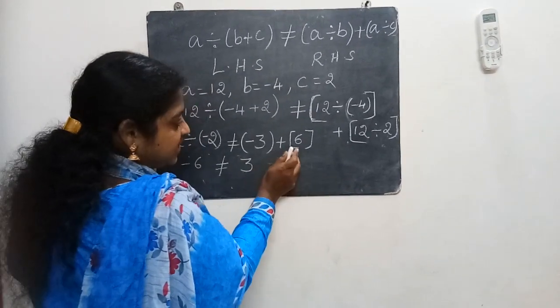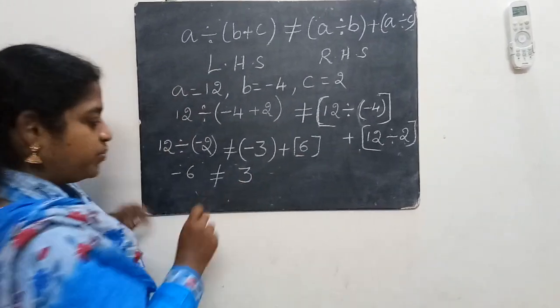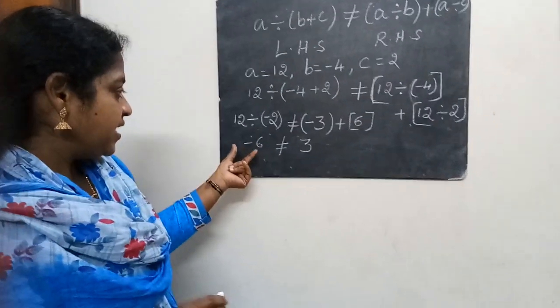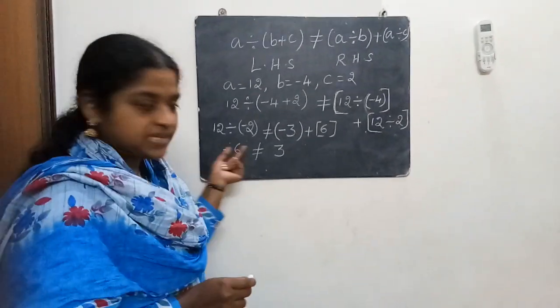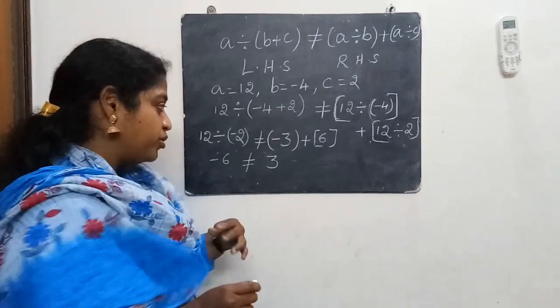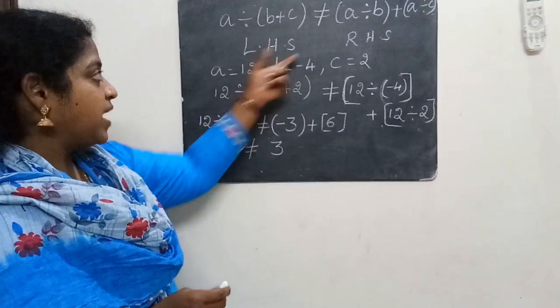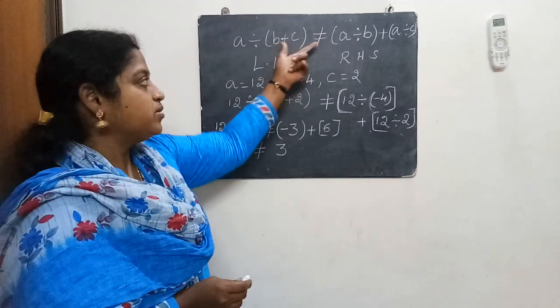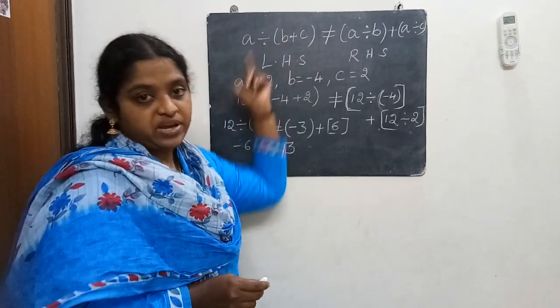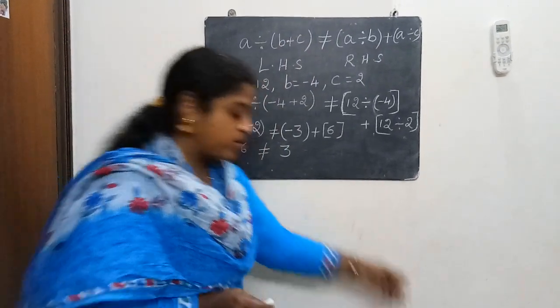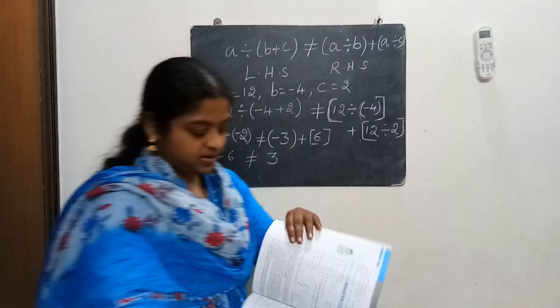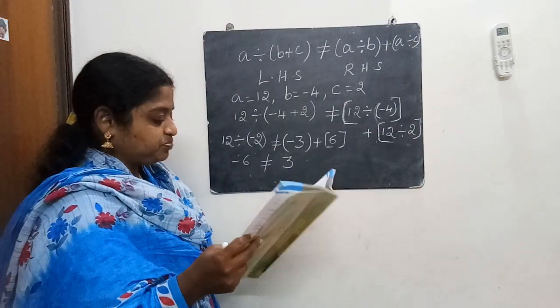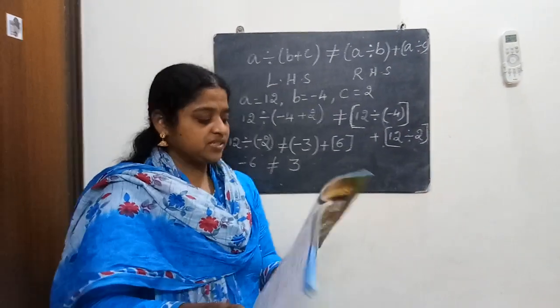3 only. And 6 is the big number, so it should be positive. See here, on the left hand side you got minus 6 and on the right hand side you got 3. So both are not equal. What they have given is exactly right, both are not equal. So we verified one problem. One more problem is there that you should do, children. Try once and check.